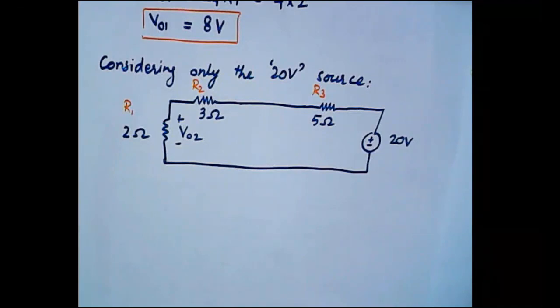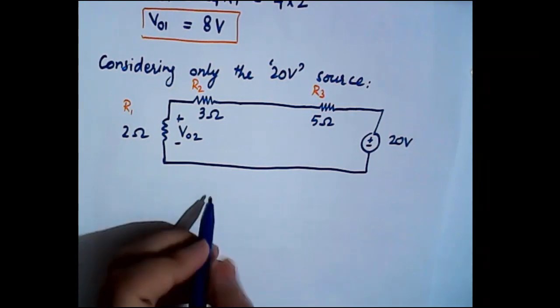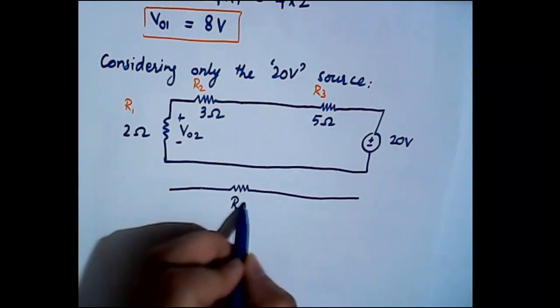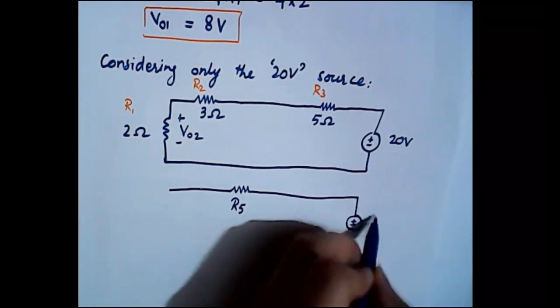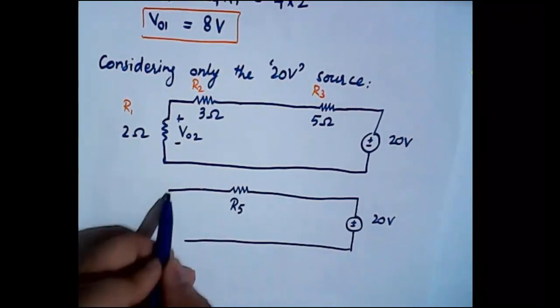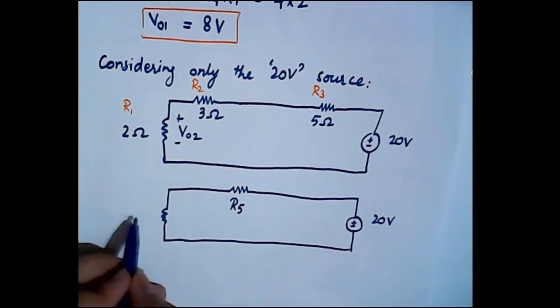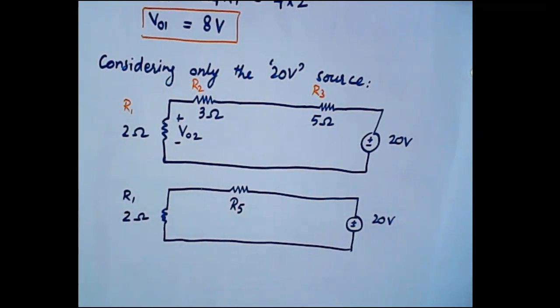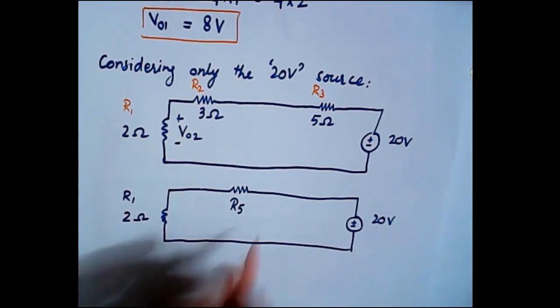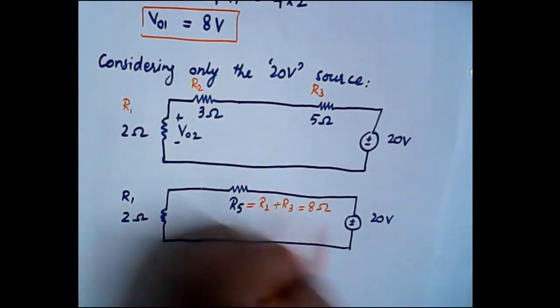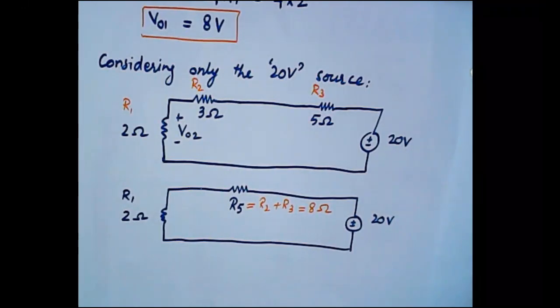Okay, so let's apply VDR here. We can apply it, but for that we need to simplify the circuit a bit. Let's make it as R5, 20 volts, and 2 ohms, which is the same R1, right? R5 here is equal to the sum of R2 and R3, which is 5 and 3 ohms, so it is 8 ohms, right?